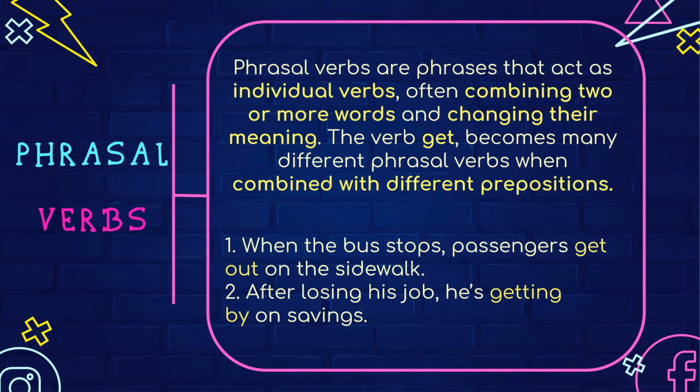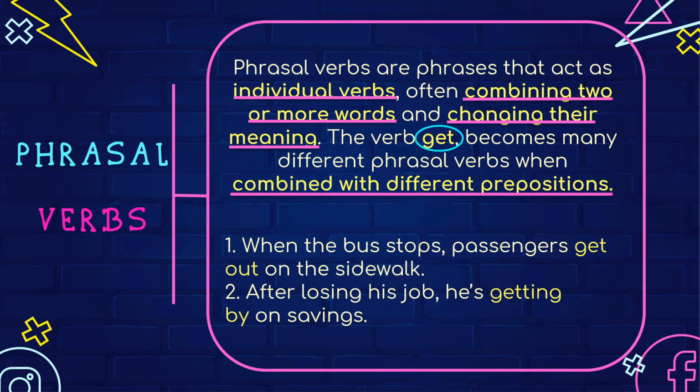Okay, the last one will be phrasal verbs. Phrasal verbs are phrases that act as individual verbs, often combining 2 or more words and changing their meaning. It means that they add another word with the verb. So it means combining 2 or more words. These 2 or more words become one verb, but it will change the meaning. For the example, the verb get. Get becomes many different phrasal verbs when combined with different prepositions.